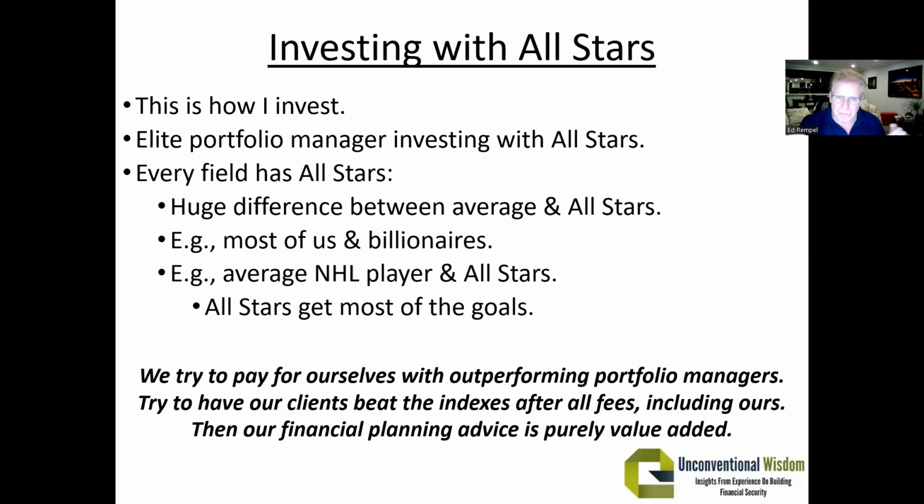Okay, so every field has all stars, and you often see there's a massive difference between the average people and the all stars. You think of the bulk of us, and then there's a small number of billionaires. The billionaires, almost all of them made it all themselves. They didn't inherit it. They just had an idea. They built a company and they made the billions themselves. So it's not like we could have done that, but of course, how do you know how to do that?